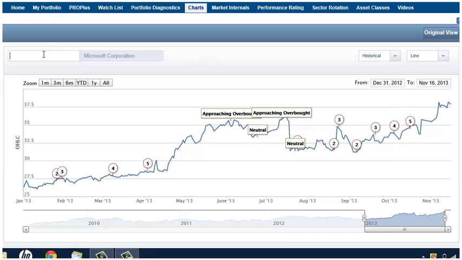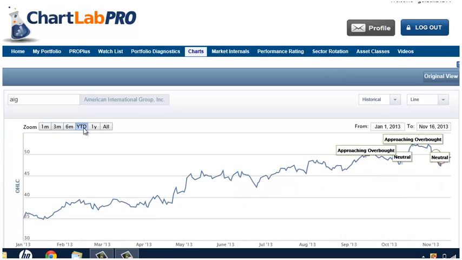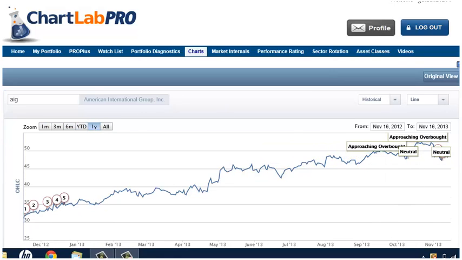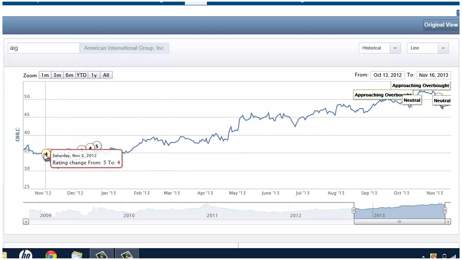Let's take a look at another high probability idea, which is AIG. Okay, so why this is a high probability setup is the stock decreases from a buy to a hold to a 2 or a sell to a strong sell in rapid order, and then what we consider a bottom, because in a rapid advance in the ratings, we see it move from a strong sell, sell, hold, buy.